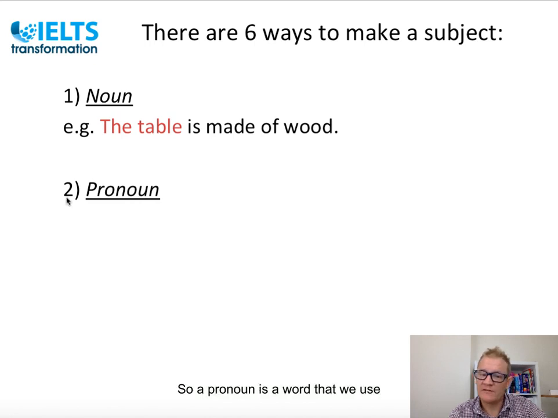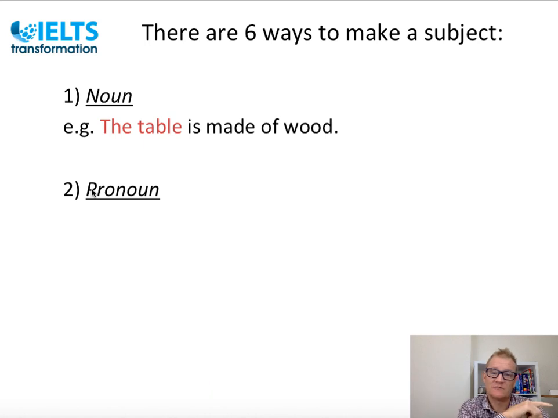So a pronoun is a word that we use to not repeat the word. Lou is my wife, full stop. Lou is wonderful, full stop. Lou is a great mother. Lou is my wife, full stop, not comma, remember. She is wonderful. She is a great mother. So she refers back to Lou.